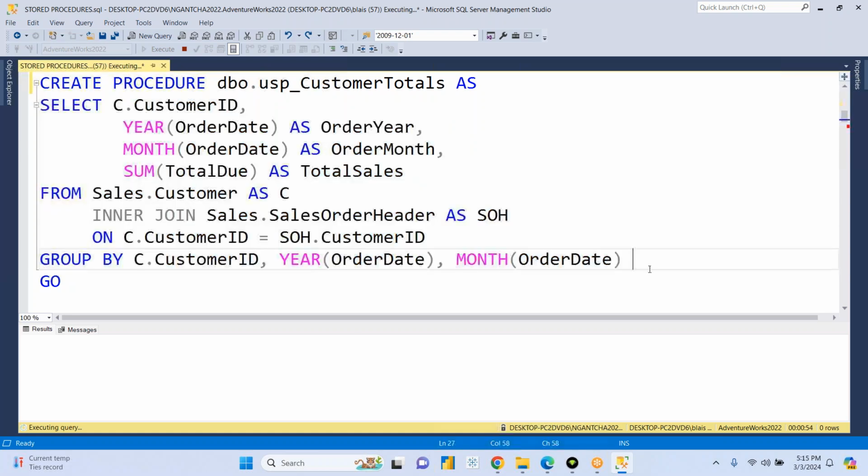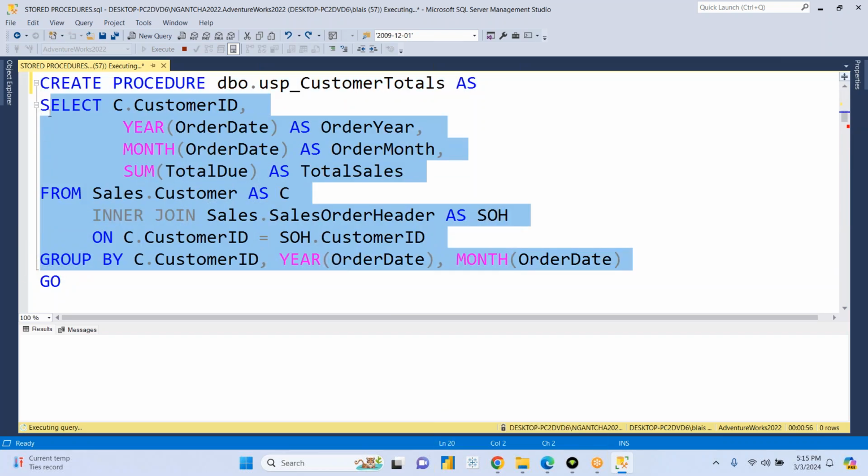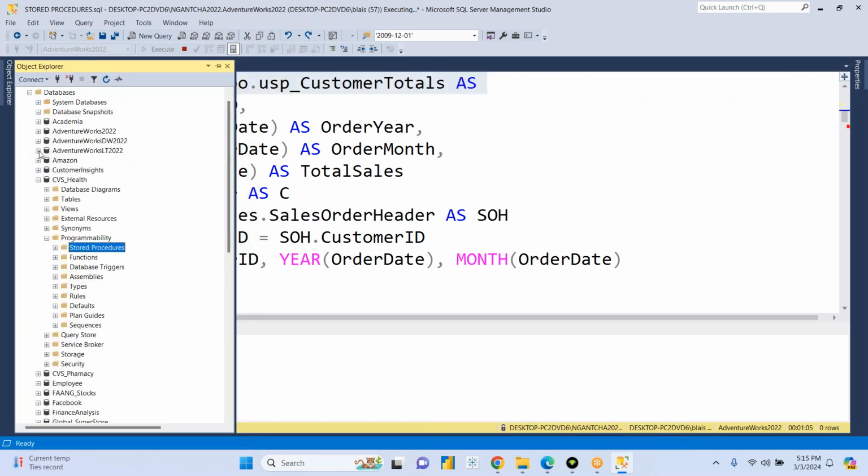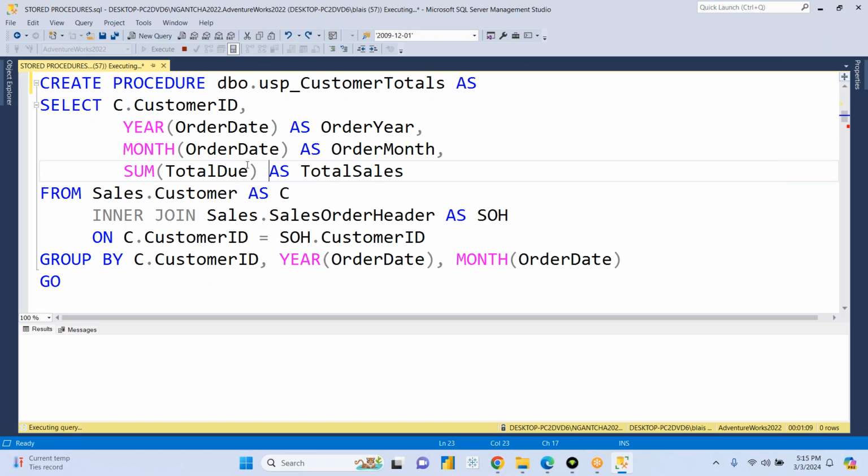Are you having the same problem? For now, just run the select. We're going to add this. Once you add this line, it creates the procedure and then saves it in the stored procedures folder of the database. All right, so for now, let's understand this part.